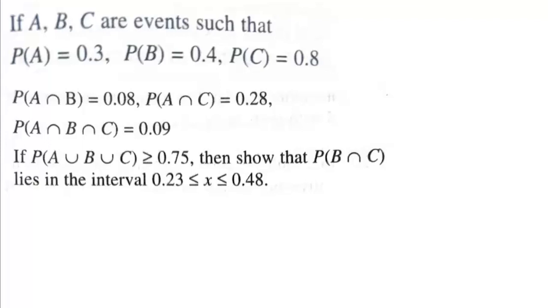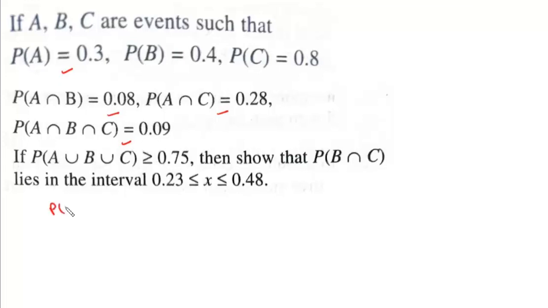Now here the question is, we are given P(A), P(B), and P(C), P(A intersection B), and P(A intersection C), and P(A intersection B intersection C). It says if probability of A union B union C is greater than or equal to 0.75, then show that probability of B intersection C lies in the interval 0.25 to 0.48.